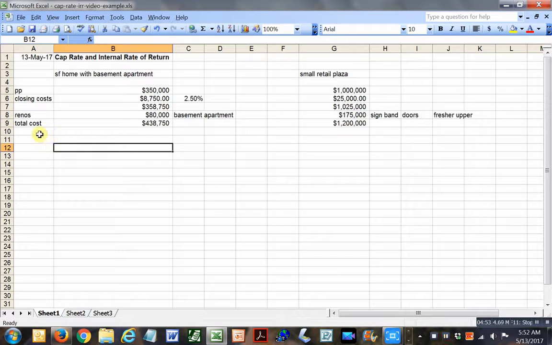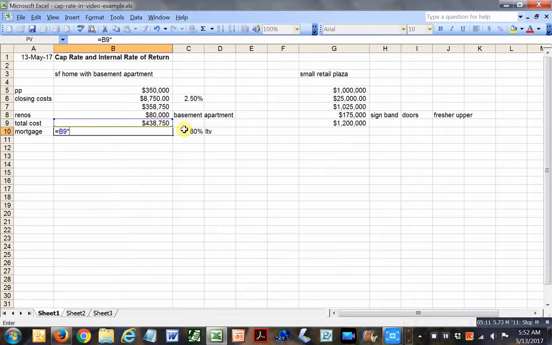All right, we're going to say you get an 80% LTV, and I'm sure everybody knows what that stands for: loan to value. So your mortgage is going to be 80% of what you paid for it. That's assuming that the appraisal comes out at that number or close to that number.